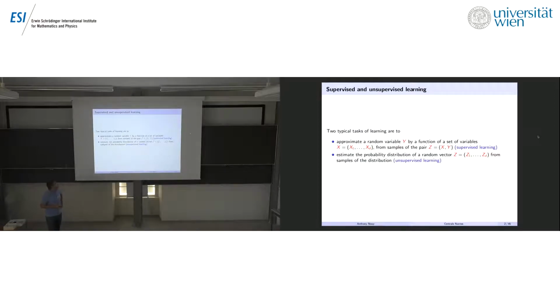So what are the typical tasks in learning? First, the approximation of a random variable y as a function of a set of random variables x, x1 to xd, from samples of the pair x and y. This is a classical framework of supervised learning. The other typical task is the estimation of a probability distribution of a random vector from samples of the distribution. This is the typical task of unsupervised learning. So I would like to give you a framework for using tree tensor networks within these two settings.